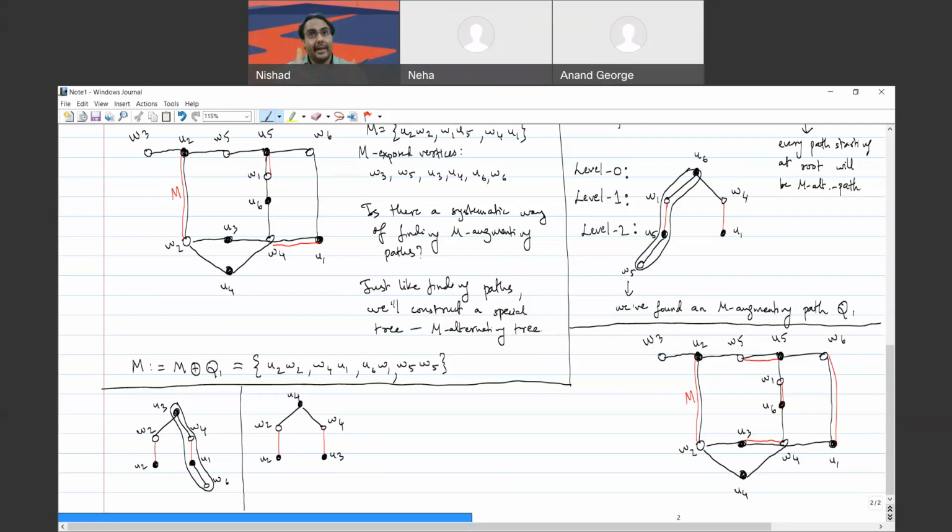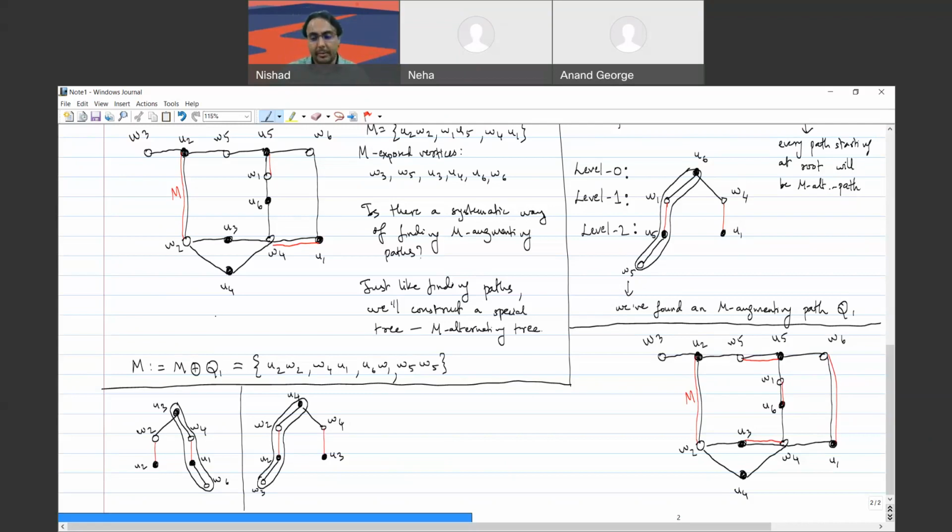So if you find an exposed neighbor when you are at an even level, right, then you have an augmenting path. At the odd levels, you will always have matching edges. You only take those matching edges in your tree. So here we can consider W3 and we get this augmenting path.